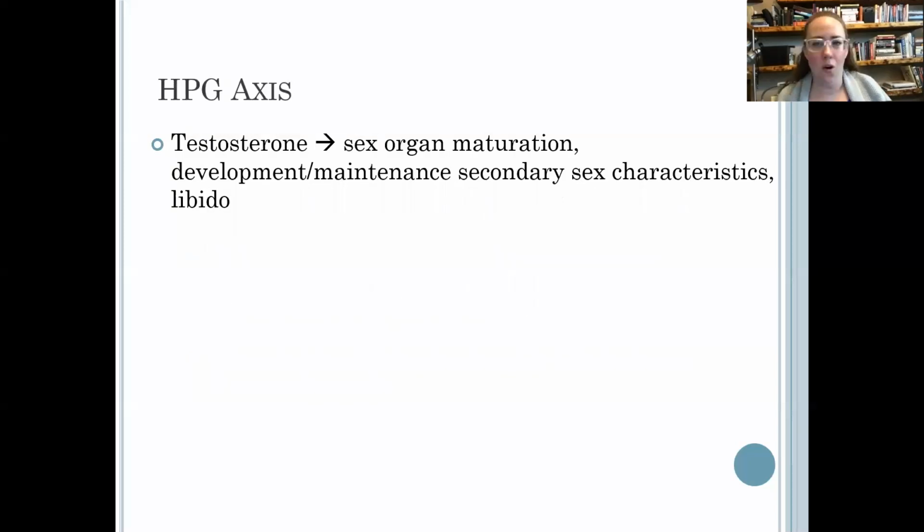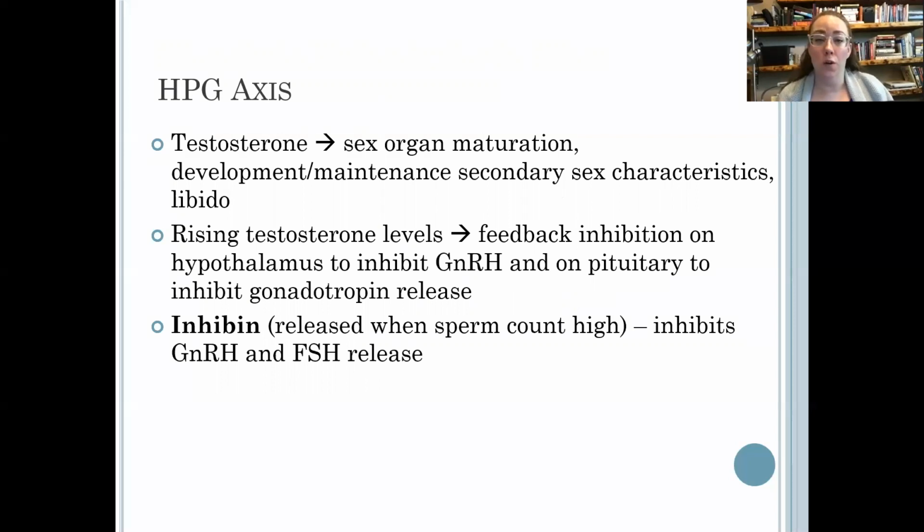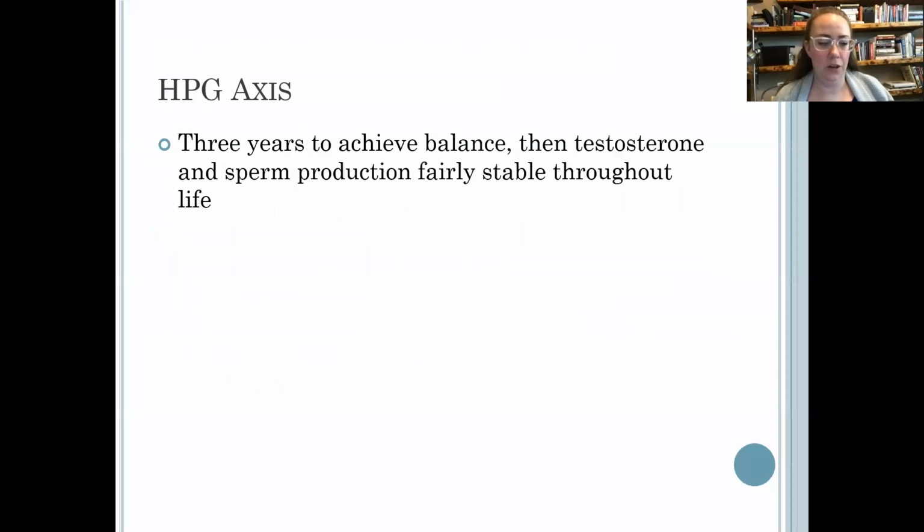Now, testosterone does a whole bunch of other things too. You know, sex organ maturation, development of the secondary sex characteristics, libido is triggered by testosterone. As testosterone levels rise, it negatively feeds back to the hypothalamus and tells it to reduce production of GnRH, and therefore not necessarily turning off this entire axis, but turning it down to manageable levels. Inhibin also is a hormone that's released from the testis when sperm count is high. And so it's going to feed back and again inhibit GnRH and FSH release.